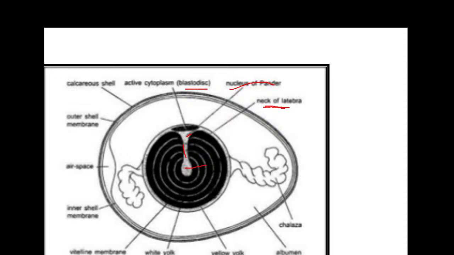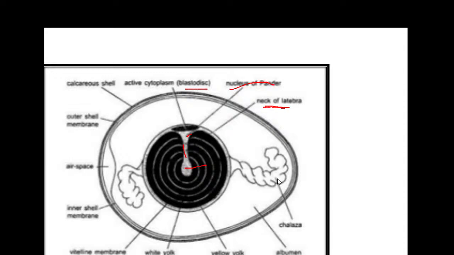Then from the primary egg membrane, you can see here, primary egg membrane ആണ് vitelline membrane. From the primary egg membrane arises two structures like this, a spring-like structure.